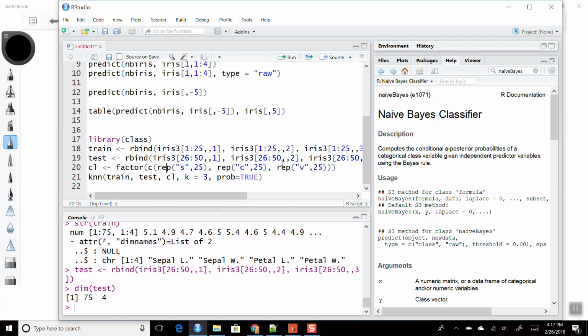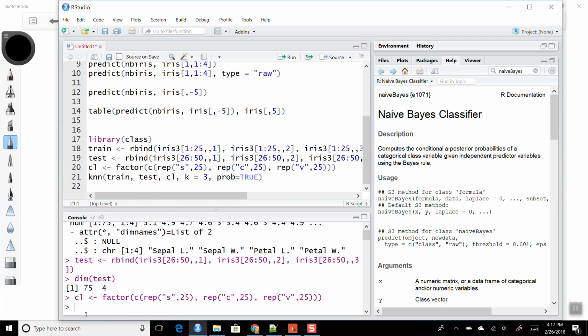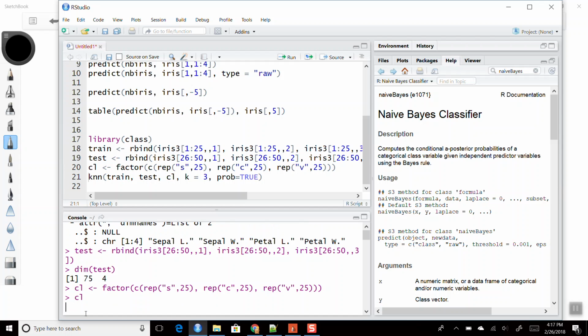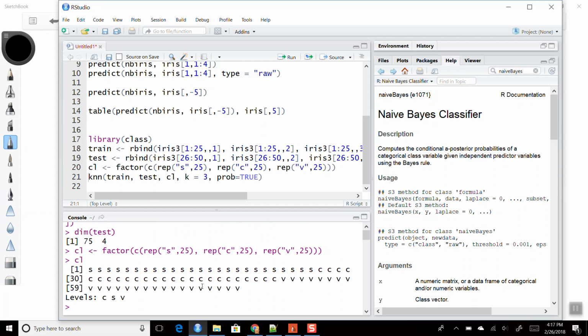And then for k-nearest neighbors, it's going to create a vector called CL, and this is just the labels for our training cases. So we've got S's and C's and V's for the different labels. So I guess S for Setosa, C for versicolor, and V for virginica.